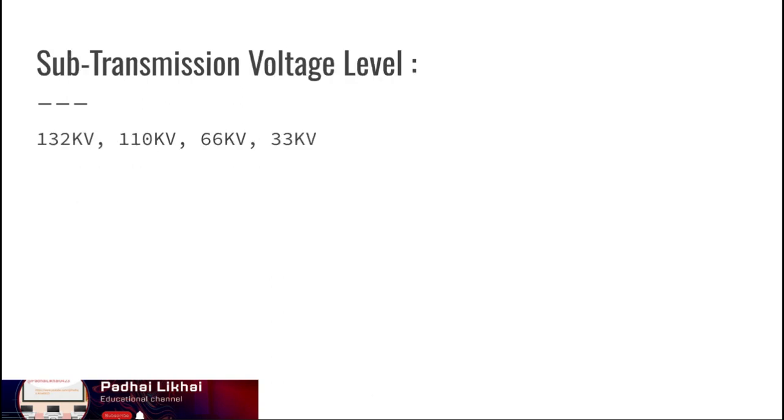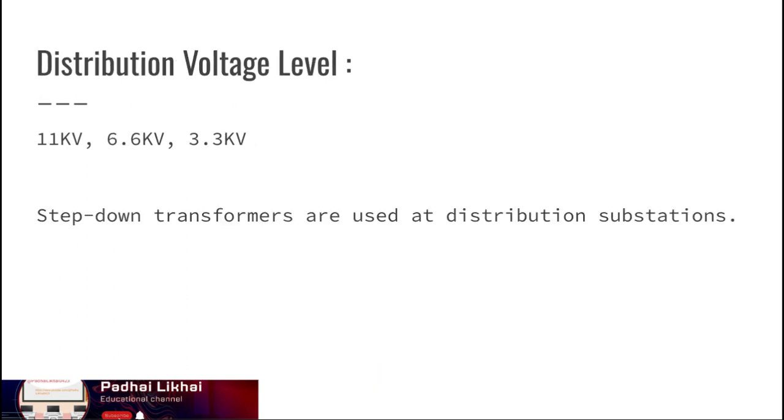There are also a few other transmission lines which are sub transmission lines, carrying the voltage at a level of 132 kilovolt, 110 kilovolt, 66 kilovolt, or 33 kilovolt, and so on. The distribution voltage levels are usually around 11 kilovolt, 6.6 kilovolt, 3.3 kilovolts, and so on. At the distribution substation, step down transformers are used simply to reduce, or step down, the voltage.